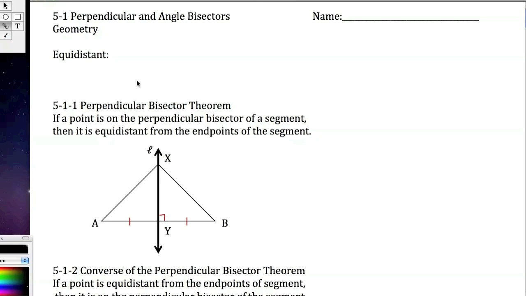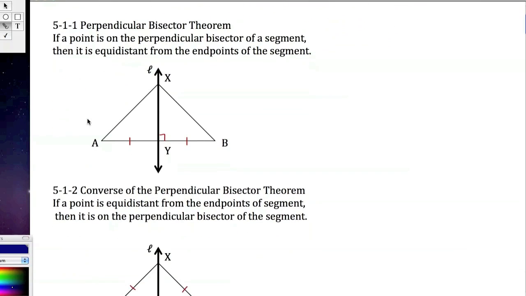This is section 5.1, perpendicular and angle bisectors. The first topic that we need to discuss when we're talking about this chapter is the concept of equidistant. Equidistant means equal distance from a point. Okay? So equidistant means we're the same distance from a point as something else. And so when we talk about 5.1 and this section, it's all about being equidistant from things.